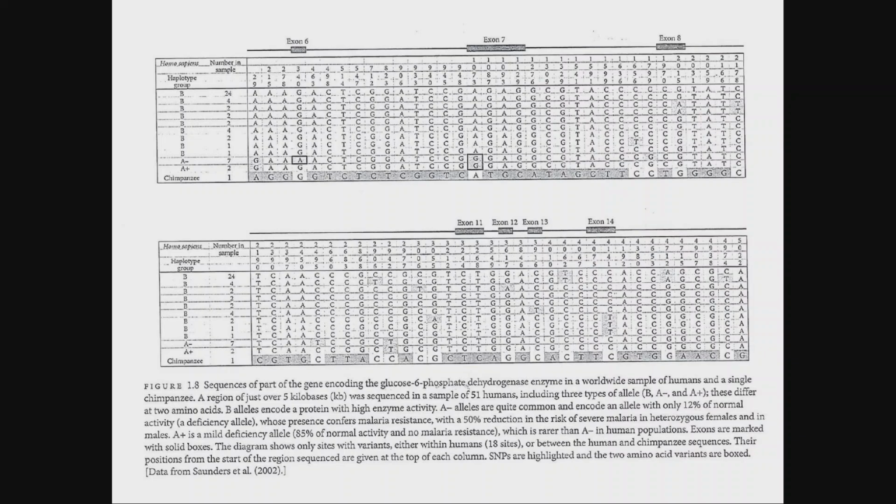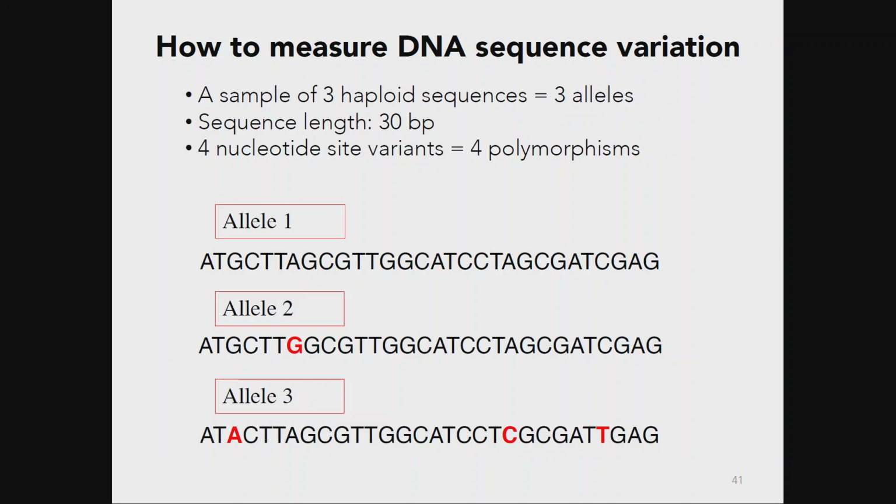Now the question is, this is how our data would look like in this example. So how can we quantify how much variation there is among these different alleles and among these sequences that we have sampled? And so that's what we want to look at now. I'm going to use a hypothetical example that's going to be much simpler than what we had on the slide before. So how do we measure DNA sequence variability?